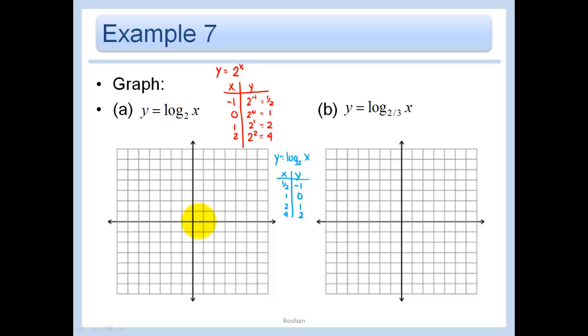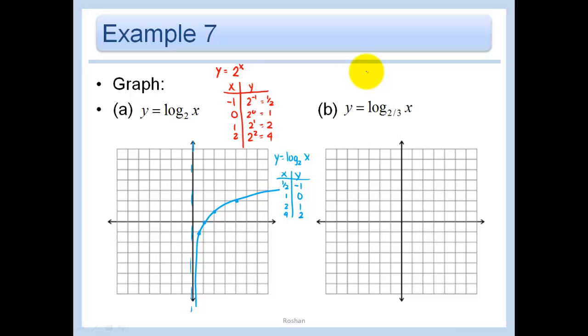So we have 1/2, -1, 1, 0, 2, 1, and then 4, 2. Keep in mind that your asymptote is here. That's important. And then your graph's going to go like this.